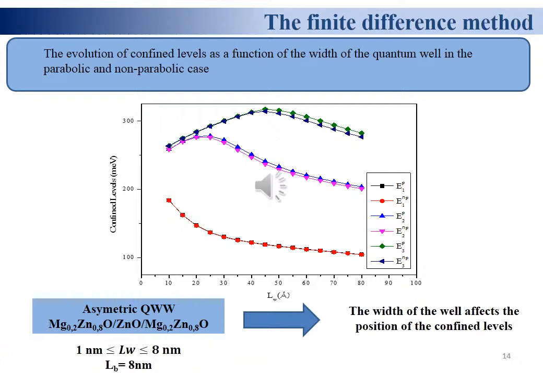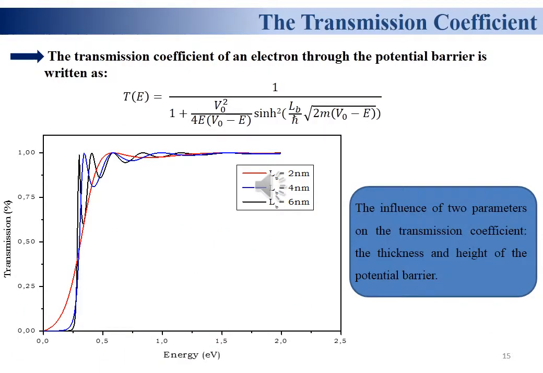It should be noted that those energy variations are generally low after a certain width of the barrier, so we consider a barrier value of 8 nanometers to study the effect of the well width. The following figure graphically presents the different confined level evolutions as a function of the well width. The transmission coefficient of an electron through the potential barrier is written as below, with E the electron energy, V0 the barrier height, LB its width, and m the electron mass.